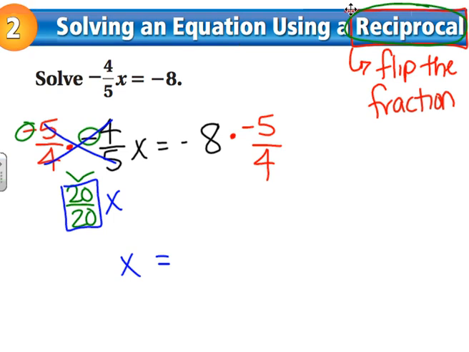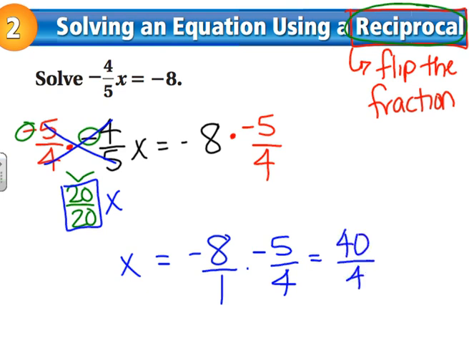Okay, the other side of the equation, I still have 8 times negative 5/4. Now these are the steps I do want you to include in your notes. So if you didn't start writing this down, do that now. And then we're just going to multiply straight across. Negative 8 times negative 5 is 40. 1 times 4 is 4. And 40 divided by 4 is 10. So the solution I get is x equals 10.